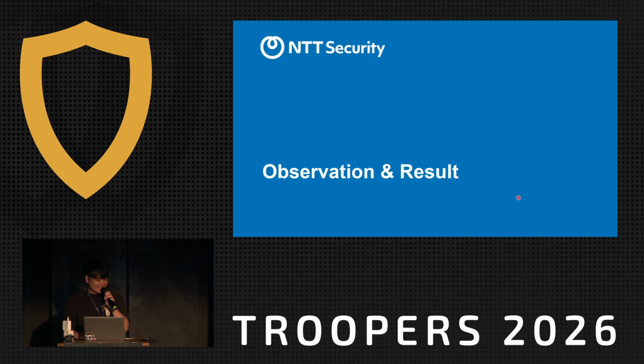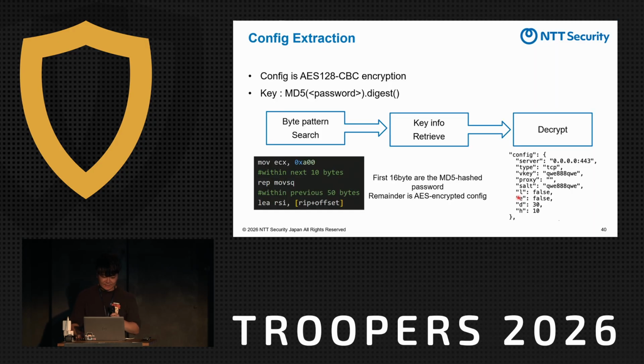And then we go to the observations and results sections. At first, we explain how to extract configuration data from VShell. The configuration is encrypted using AES-128 CBC, and the encryption key is derived from the MD5 hash of the password. The analysis process begins by searching for specific byte patterns within the binary. For example, instruction sequences such as mov ecx, 0xA00 and rep movsq can be used as indicators to locate the configuration data in memory.